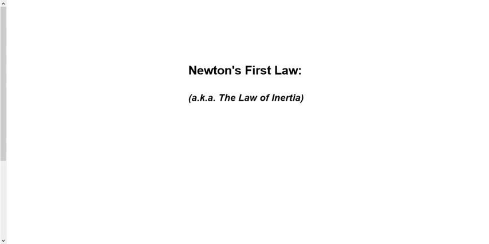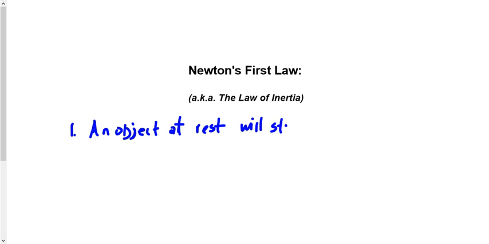We're going to summarize that with one law here that we call the law of inertia, Newton's first law, which basically has two aspects to it. An object at rest will stay at rest until acted upon by an unbalanced force. Look, it's in static equilibrium.